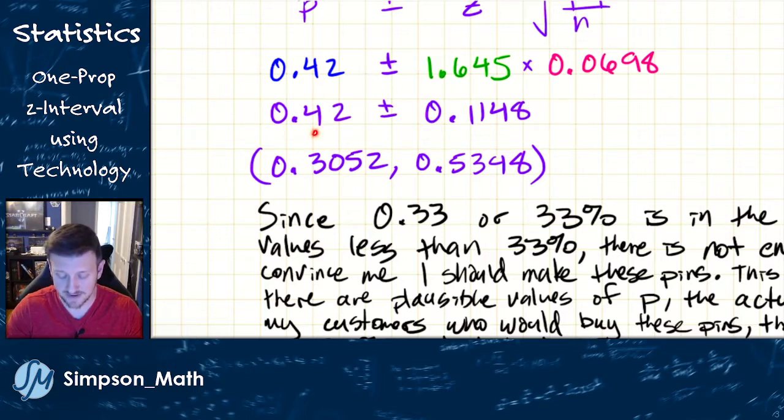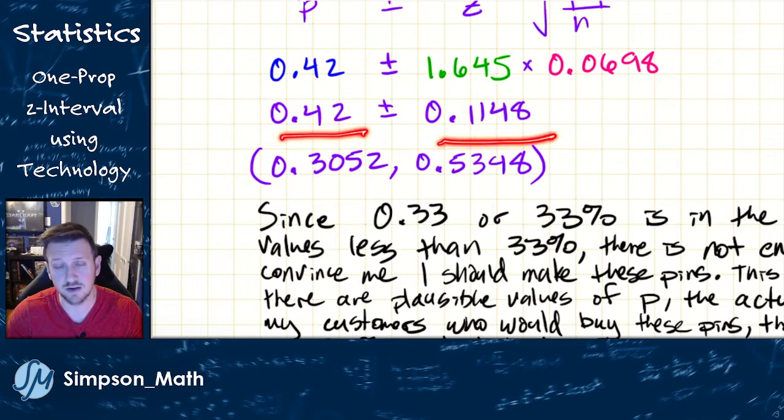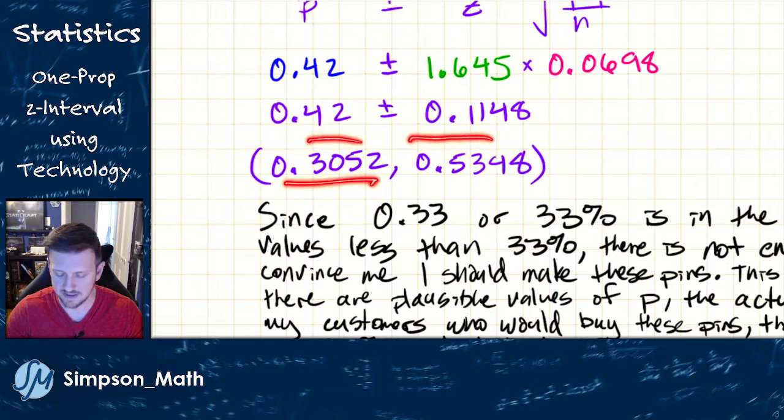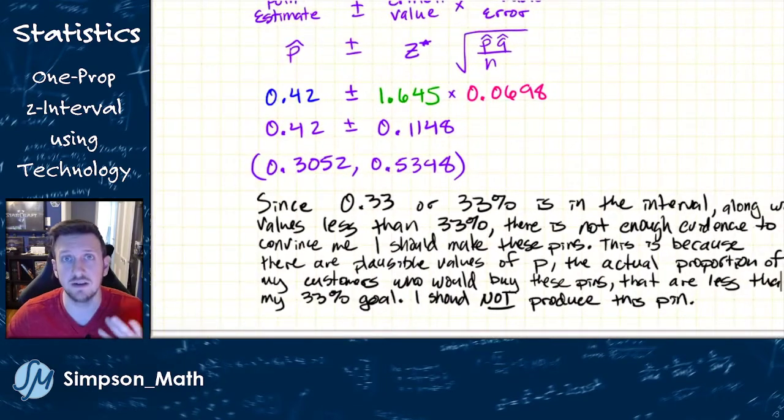So to find the endpoints, the lower bound and upper bound. Remember, this is one way to write your confidence interval: point estimate plus or minus your margin of error. The other way is with your lower bound, upper bound. So literally just take your 0.42 and subtract your margin of error, and we get about 30.5%, and then just add them together, and you get about 53.5%. So what should I do?